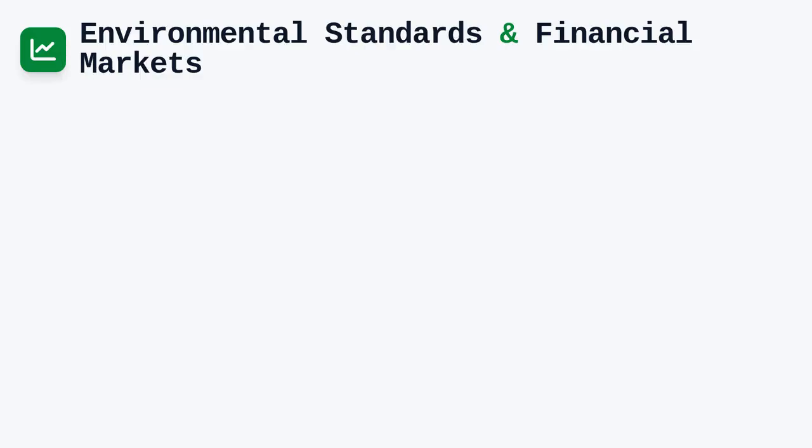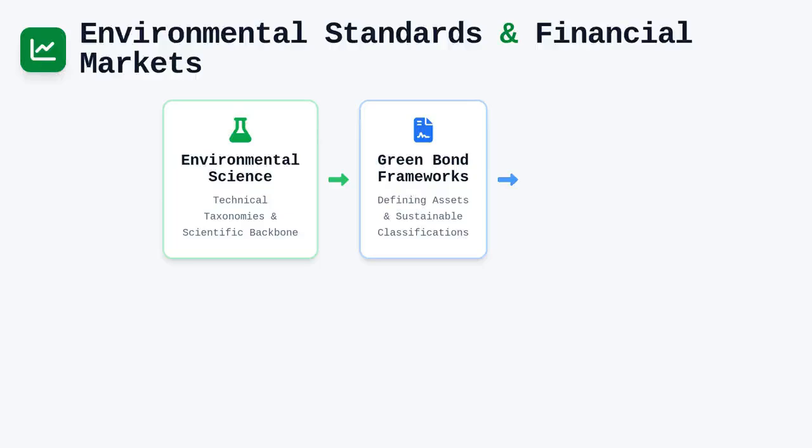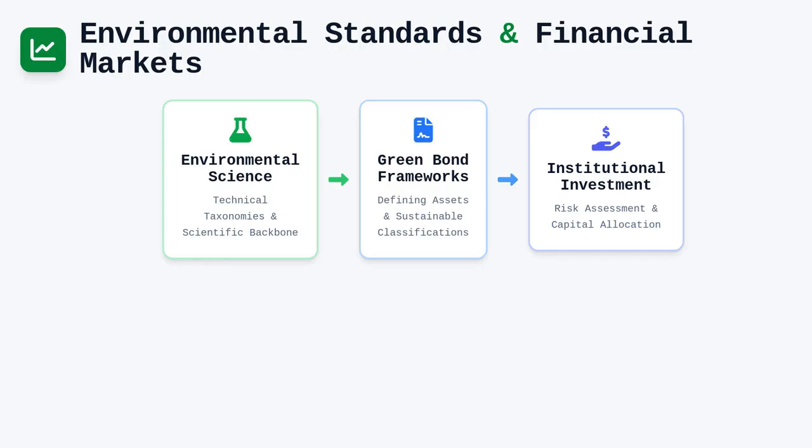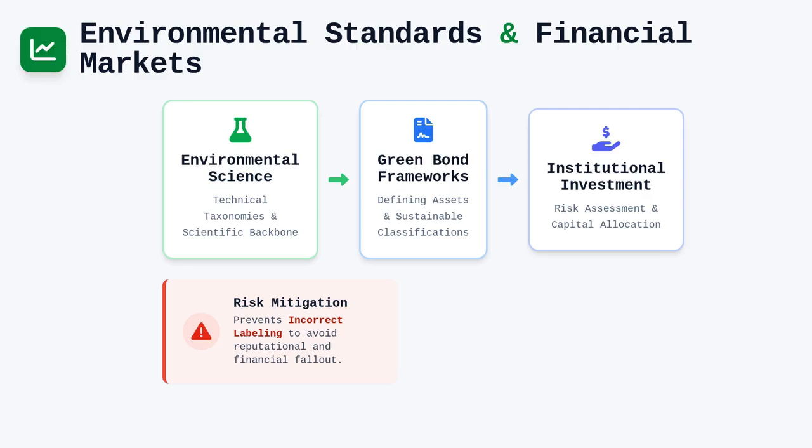As these standards become more deeply embedded in global financial markets, they serve as the backbone for green bond frameworks and sustainable investment classifications. When a financial entity issues a green bond, the methodology used to define the nature of the underlying assets is almost always informed by these existing taxonomies. This creates a link between technical environmental science and the risk assessment processes required by institutional investors. Investors demand these standards because they mitigate the risk of investing in assets that are incorrectly labeled, which could lead to significant reputational and financial consequences.